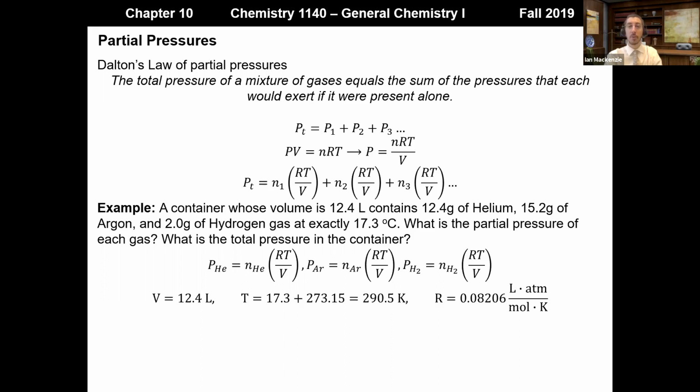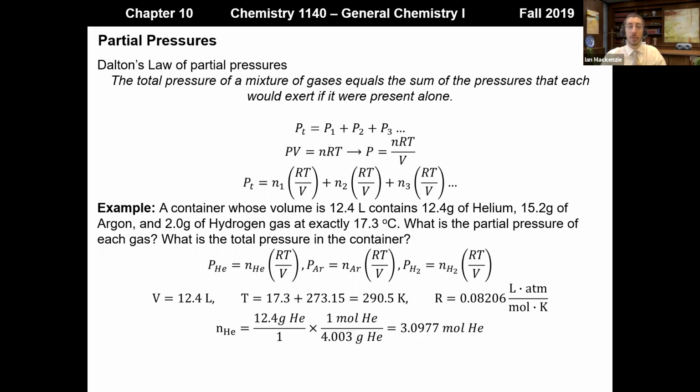Volume, as we mentioned, 12.4 liters. The temperature, we convert that to Kelvin, and we'll choose R as being 0.08206 liter atmospheres per mole Kelvin. Here, in this case, we could have chosen a different one as well if we wanted to report the pressures in terms of torr or pascals, but here we just choose the standard one for R.